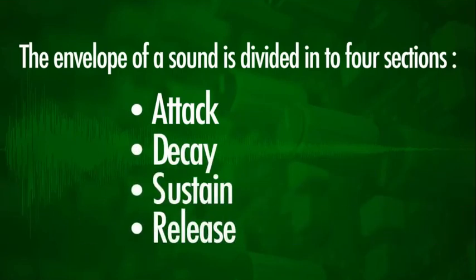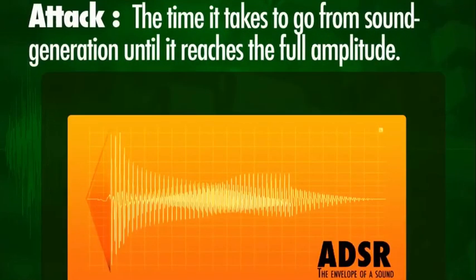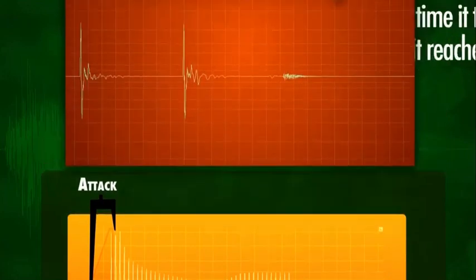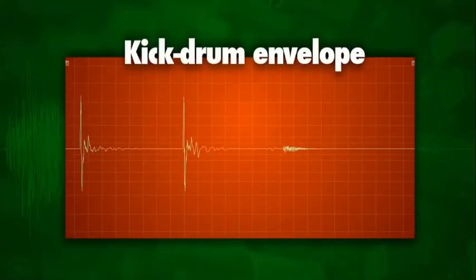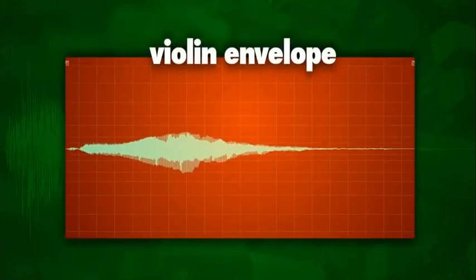This makes up the abbreviation ADSR, which you will find on a lot of audio gear, like on samplers and synthesizers. The attack is the time that it takes to go from generating the sound until it reaches its full amplitude. Most sounds have got a short attack time, especially drum sounds and picked sounds. Some sounds, for example generated by a bow, will have a longer attack time, like a violin or a cello.